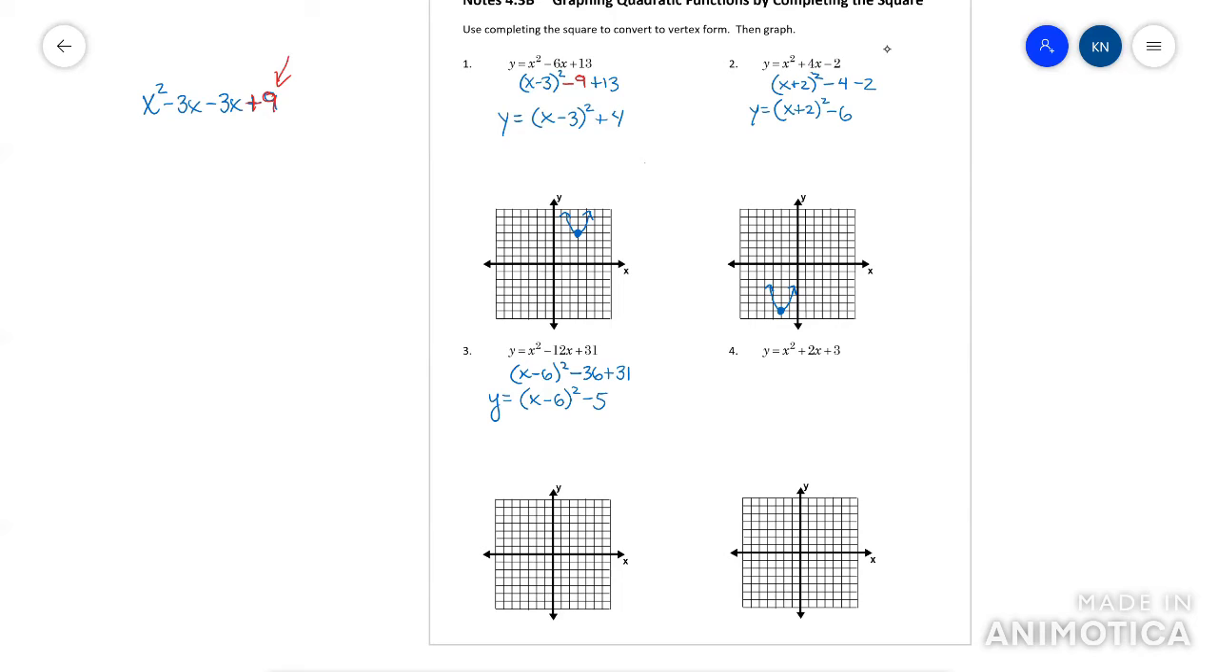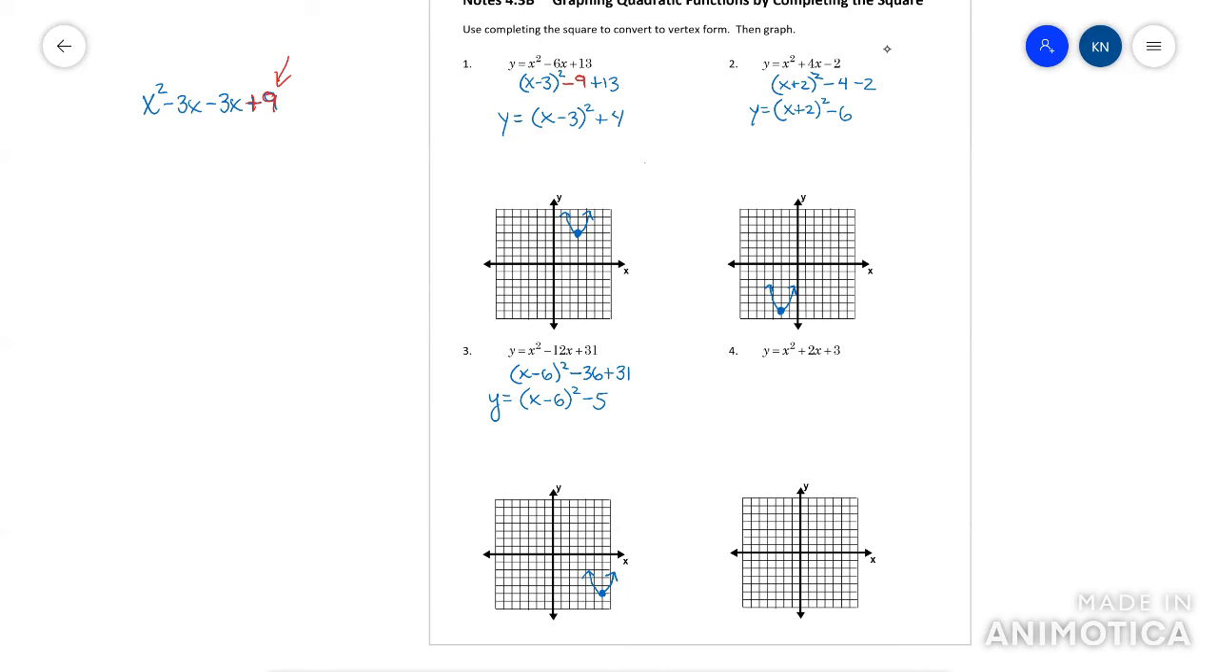And so now you're ready to graph this. This is a quadratic with a vertex of 6, -5. That's like right here. 1, 2, 3, 4. Nope, it's down one more. It's right here. And then an a value of 1. So this just looks something like this.